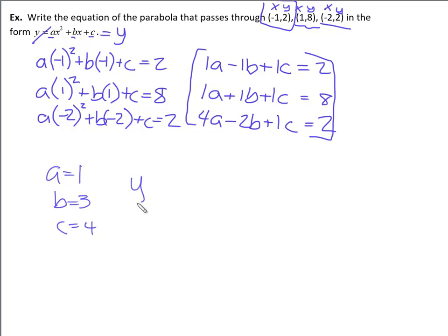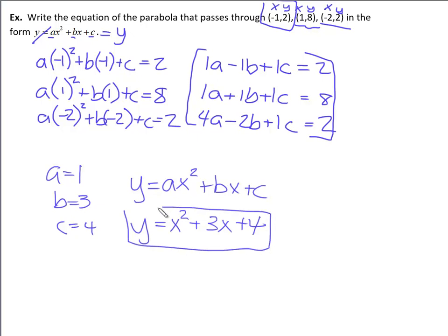So when I come back to my equation, y equals ax squared plus bx plus c, I can now substitute in my values. A is 1, so x squared, plus 3 times x, that's my bx, and plus 4, my c value. And this is the equation of my parabola that will go through all 3 of those points. I can check that by graphing and going to the table and making sure all those points are in there. But that's it.